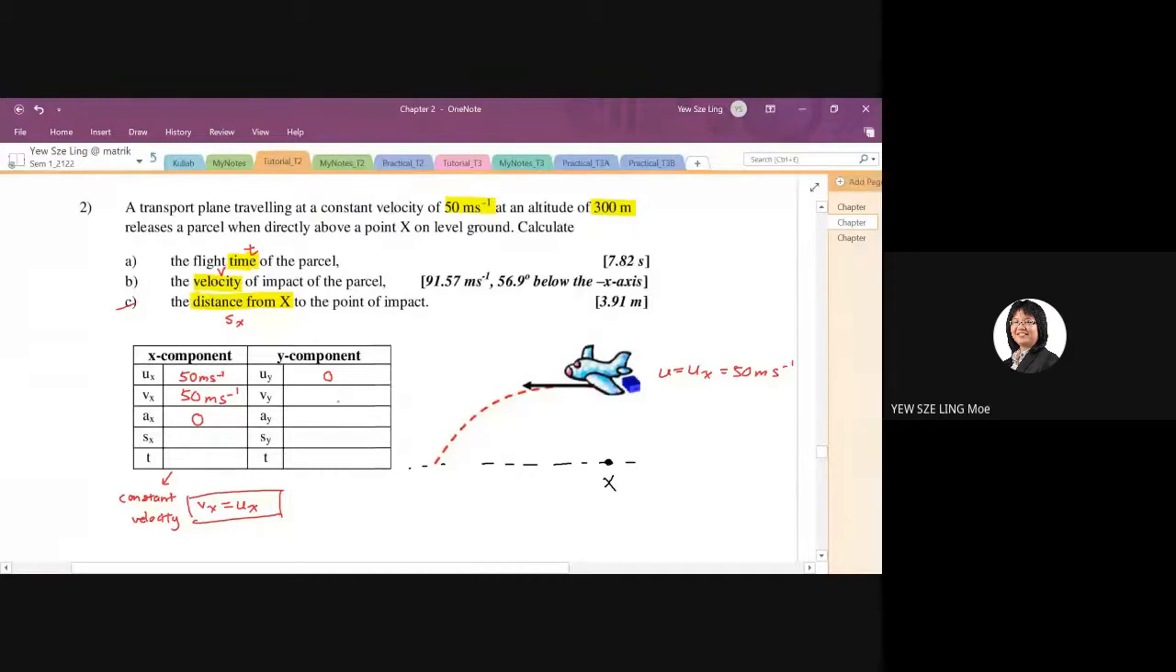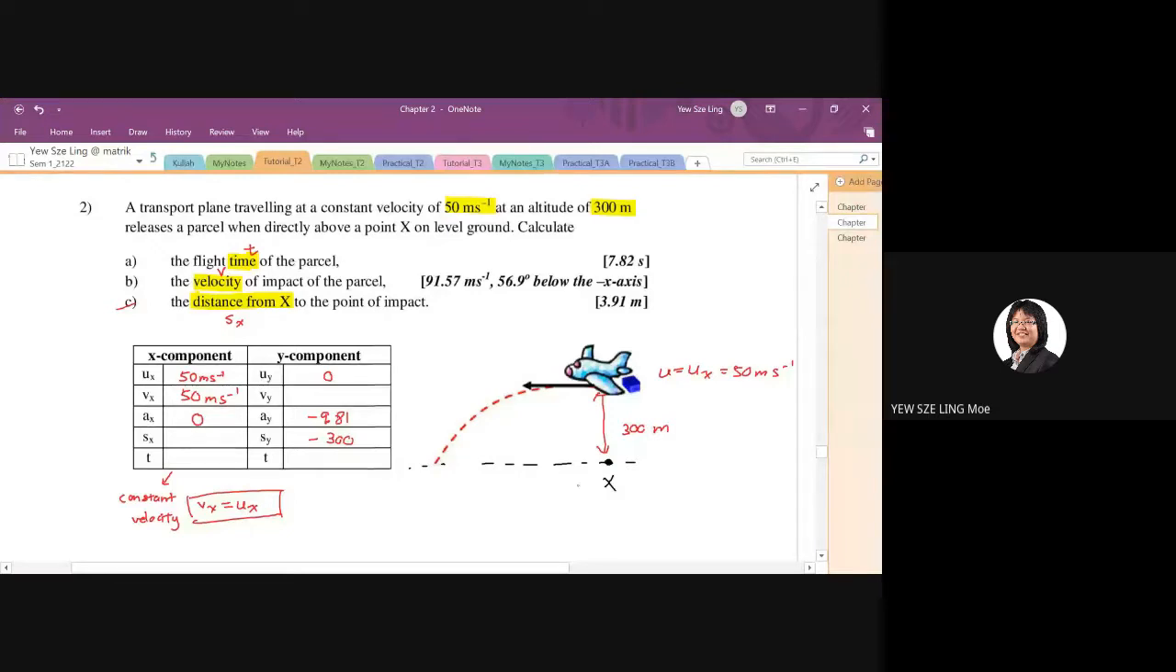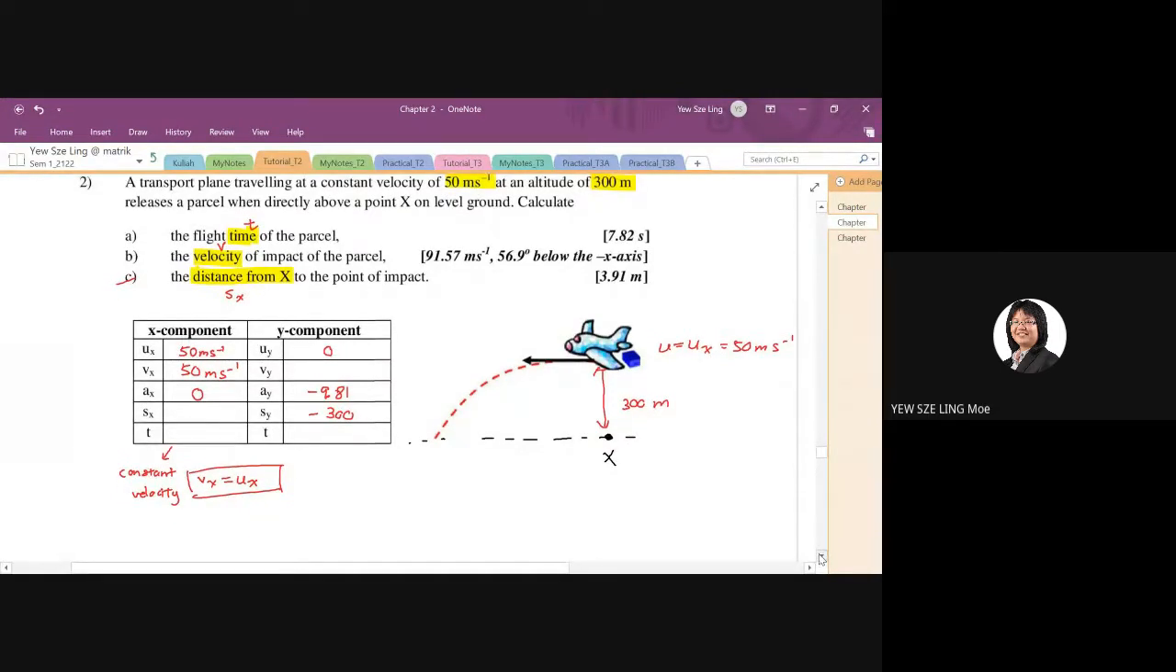And then Vy, do we have Vy? No. And then do we have Ay? Yes, negative 9.81. So for A, you can always fill in the value without looking at the question, because the value is fixed. And then Sy, do we have Sy? Yes, because it tells you the flight is 300 meters above point X. So if you look at the diagram, this 300 meters once again is located below the object, below the plane. Therefore, it is negative 300.